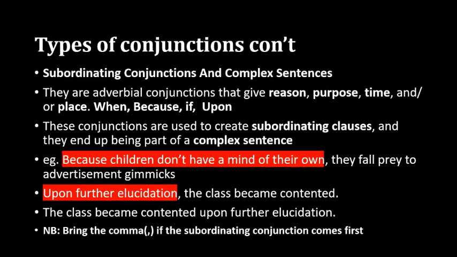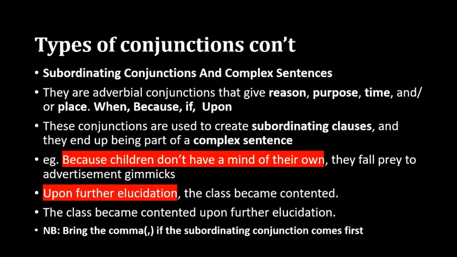Okay, so looking at the example below, we have: because children don't have a mind of their own, they fall prey to advertisement gimmicks. Now, if you take the first part of the sentence, which has been highlighted in red, because children don't have a mind of their own, it doesn't make sense because it can't stand alone. This is what we call a subordinating clause. It's a clause looking for a main clause to give it full meaning, and having the fall prey to advertising gimmicks makes it complete.